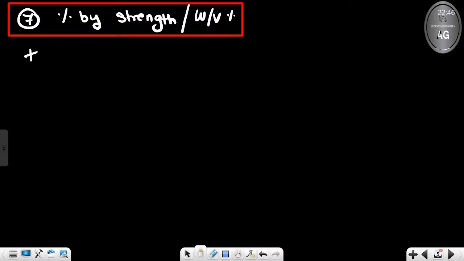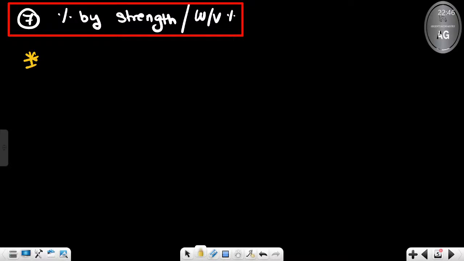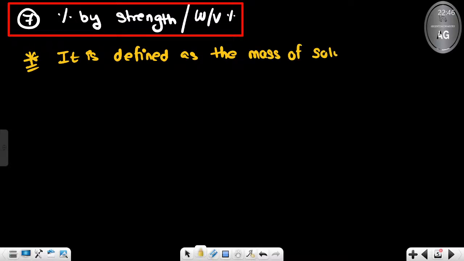So let us write the definition. It is defined as the mass of solute in 100 ml of solution. So how much mass I am dissolving in 100 ml, that is going to be my percentage by strength. Did you understand? All right, next.